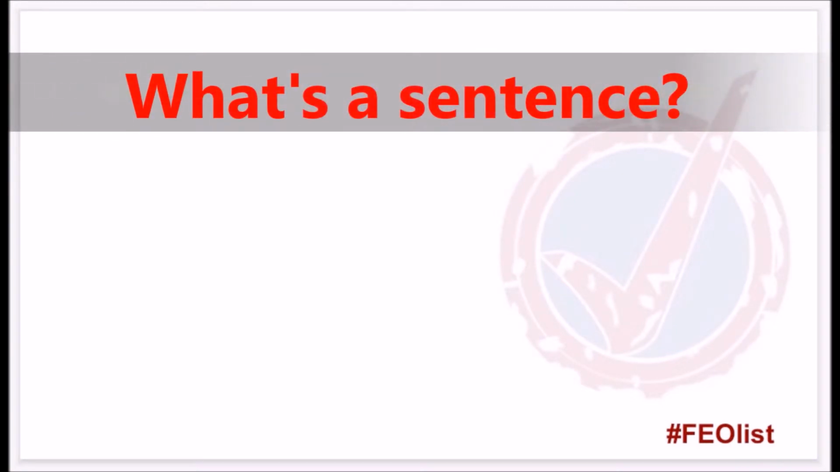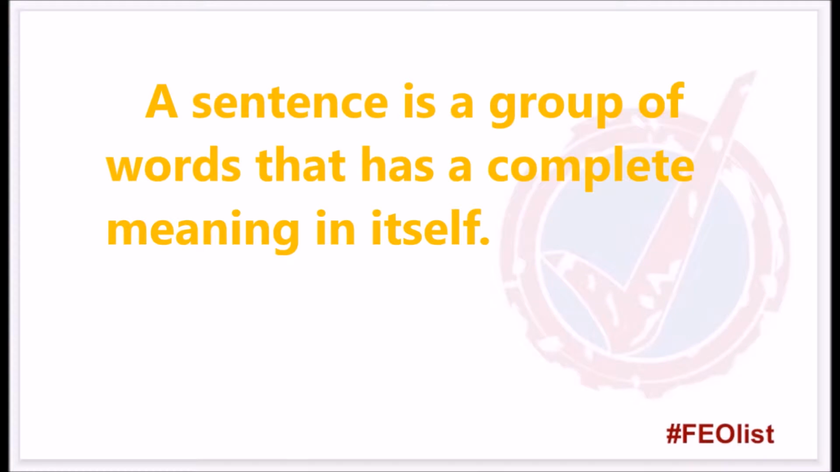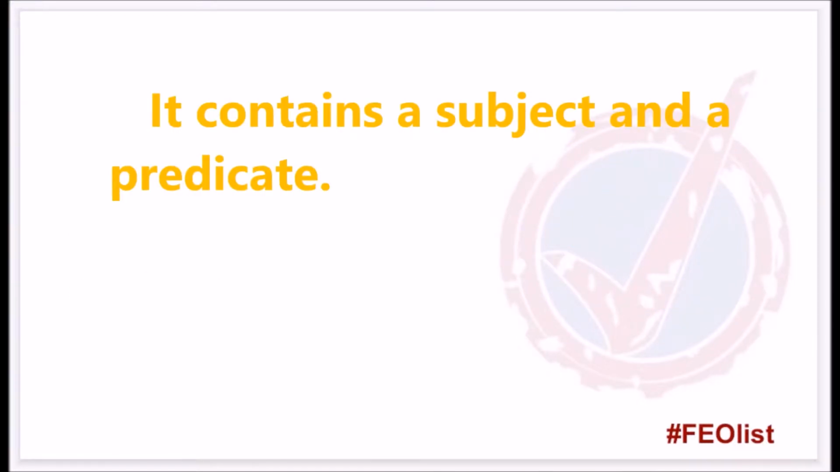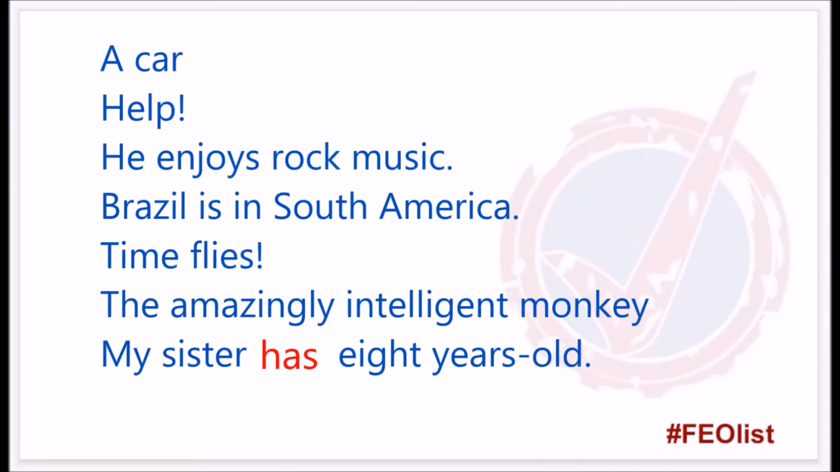So what's a sentence? A sentence is a group of words that has a complete meaning in itself. It begins with a capital letter and ends with a period, also called full stop, or a question mark or an exclamation mark in writing. It contains a subject and a predicate. So let's consider some examples of groups of words and check if they are sentences or not.